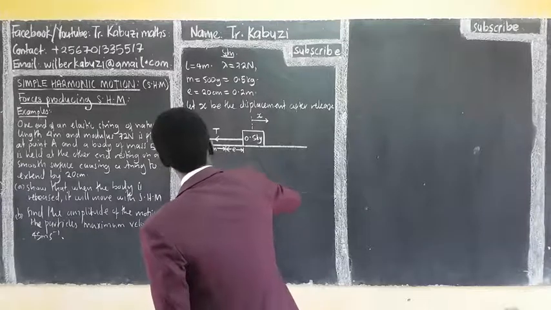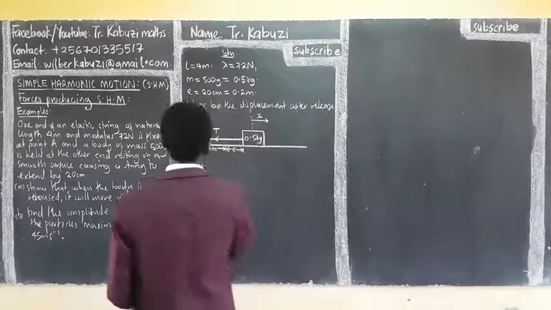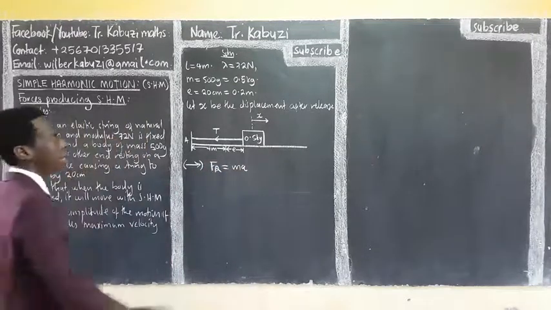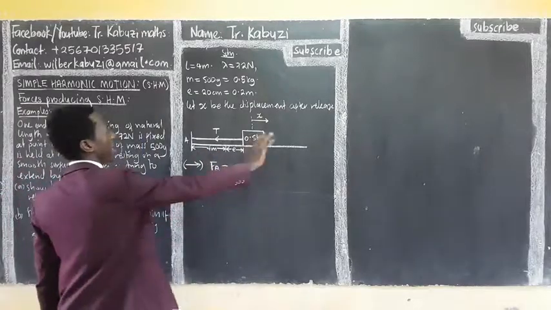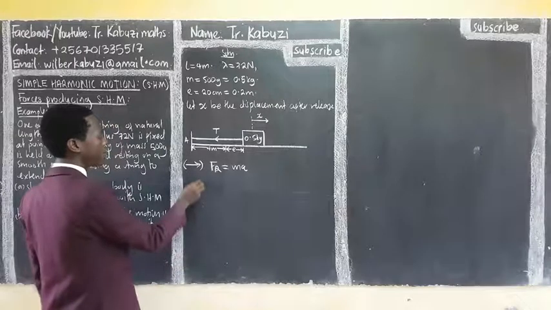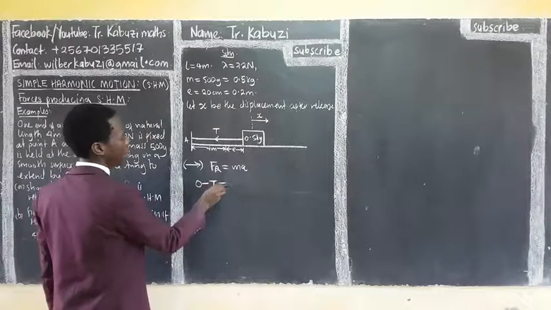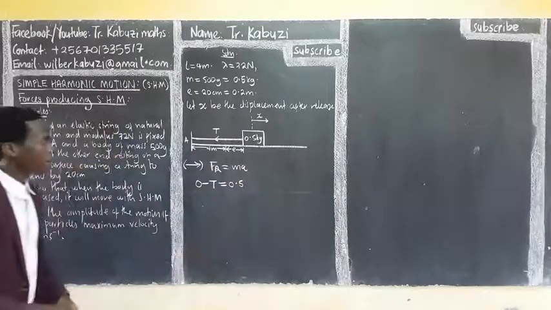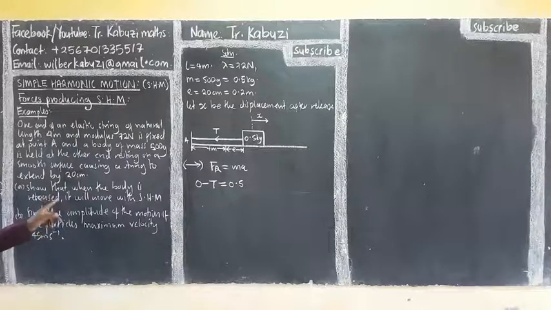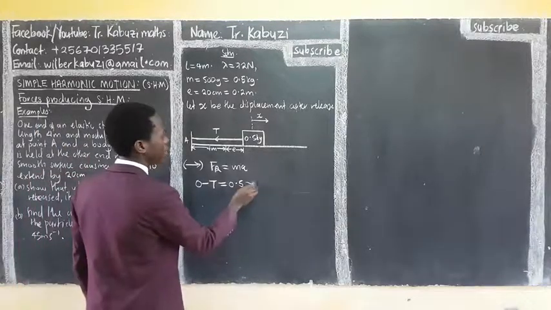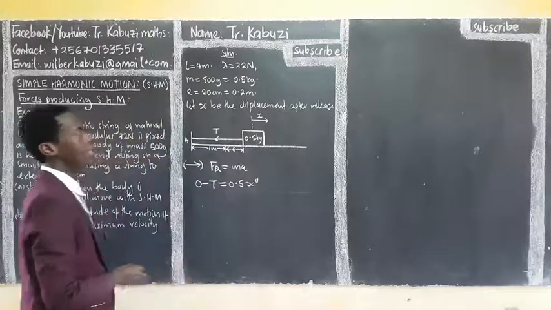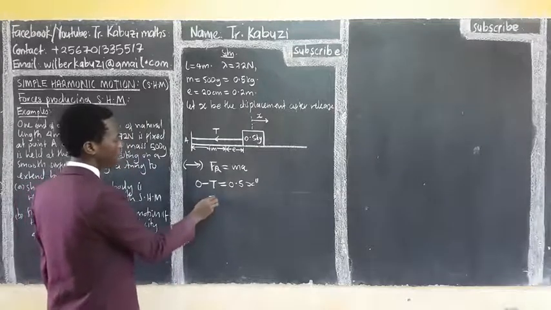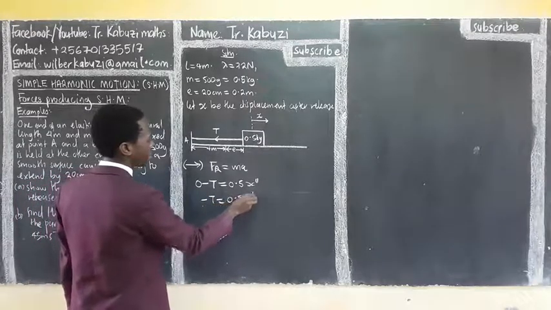If you resolve horizontally, using Newton's second law of motion, the resultant force is always equal to mass times acceleration. The force pulling it in that direction is 0, because the surface is smooth. Then minus the tension equals the mass, 0.5, times the acceleration. Because this is describing simple harmonic motion, the acceleration is x double prime, assuming x is the positive displacement. So we have negative T equals 0.5 x double prime.